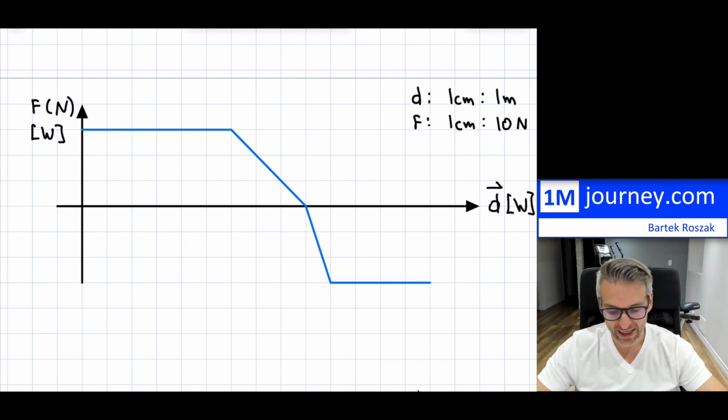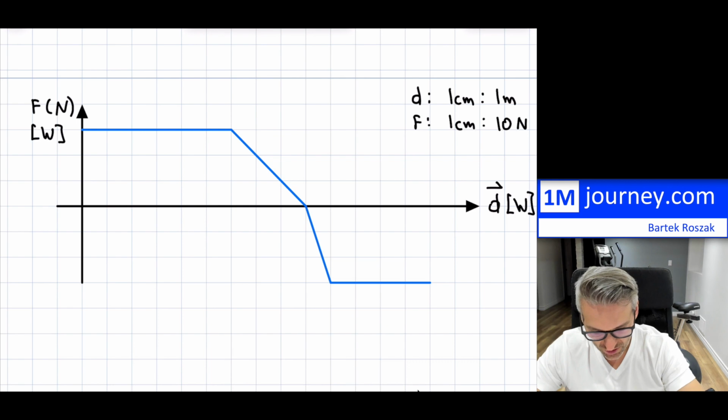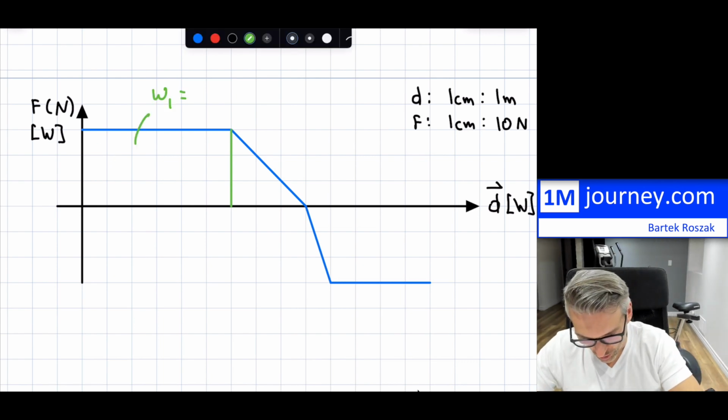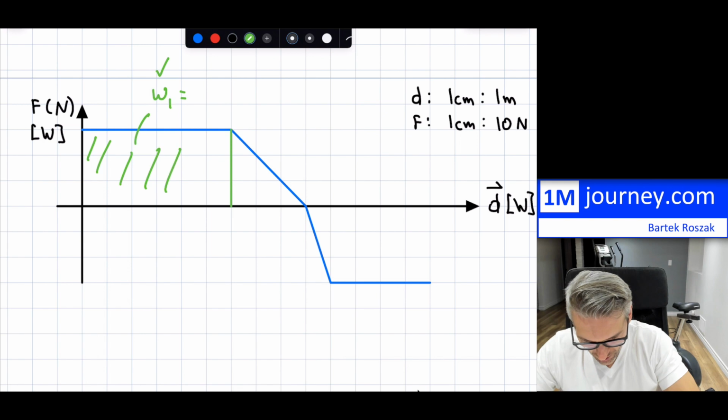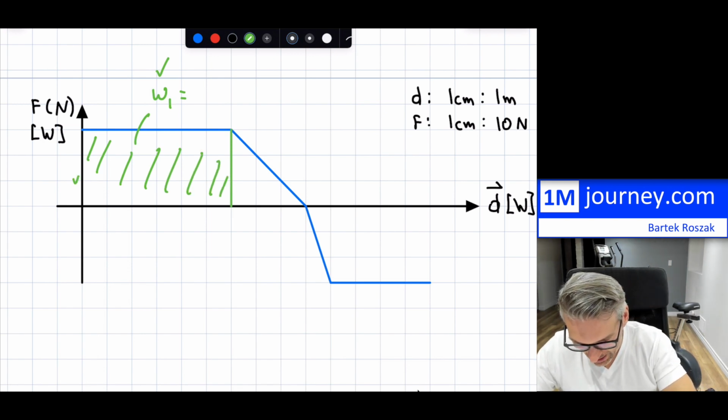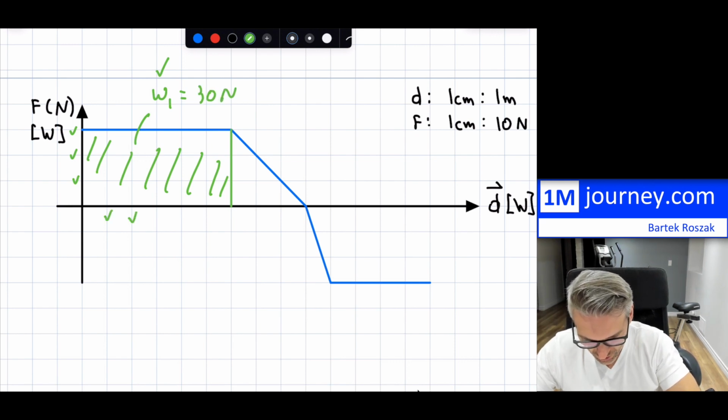So now, how would you calculate the work in this case? You can calculate the work by dividing this into several regions. So here's your first region. That work, work number 1, is the area that I have right here. Notice 10, 20, 30, so this is going to be 30 newtons, and then 1, 2, 3, 4, 5, 6 meters.